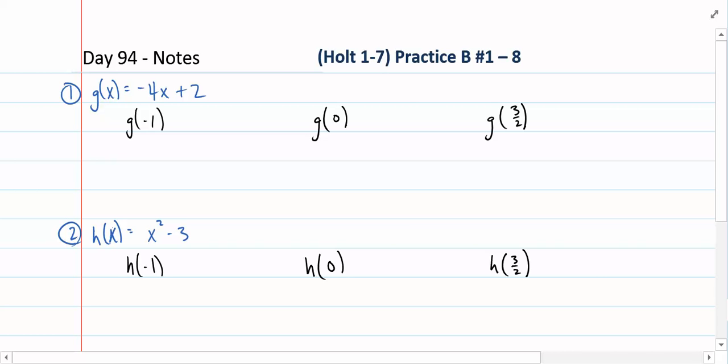Day 94 Notes, Advanced Algebra 2. Today we're working on some practice problems from the Holt worksheet. It's Holt 1-7 Practice B. We'll complete problems 1 through 8.